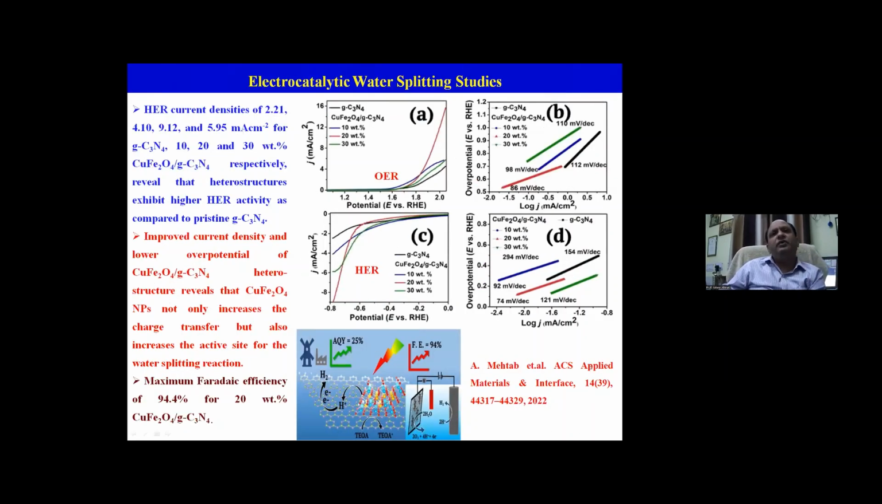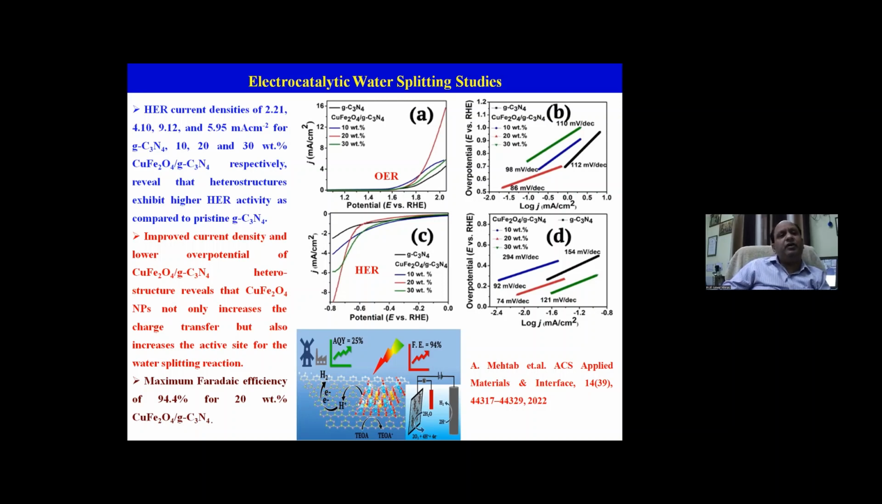Then we do the electrochemical measurements for the water splitting reaction. This is the OER and the HER plot. This is the Tafel slope, and all these studies show the low onset potential and the low overpotential, which shows the high photocurrent density or the low Tafel slope, which is significant for high hydrogen evolution, or the significant HER activity, by using these heterostructures.